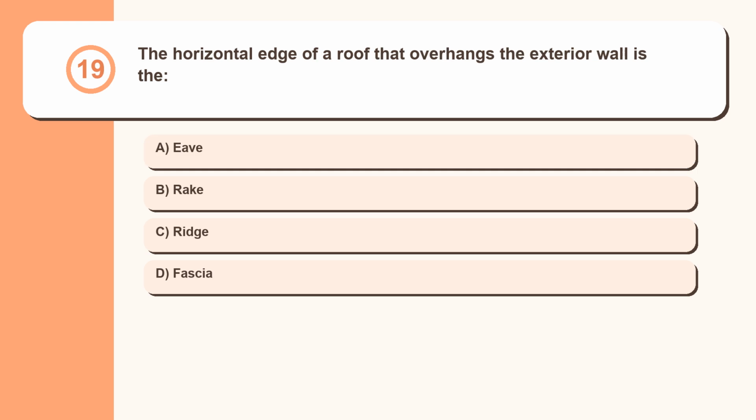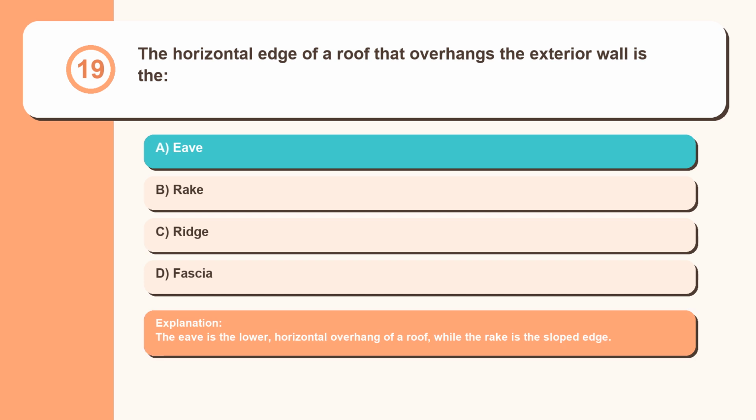Question 19. The horizontal edge of a roof that overhangs the exterior wall is the eave, rake, ridge, fascia. The eave is the lower, horizontal overhang of a roof, while the rake is the sloped edge.